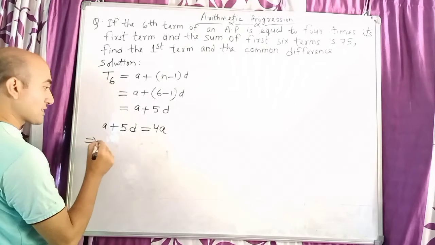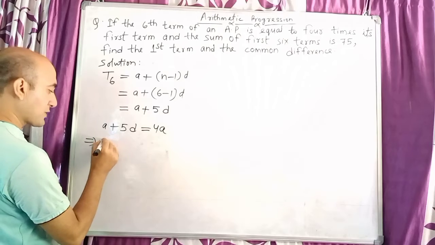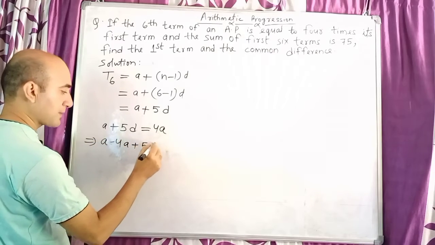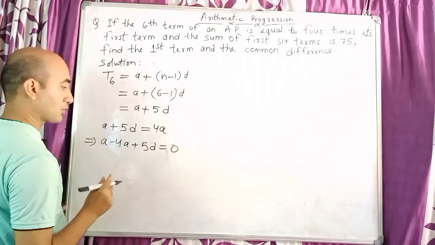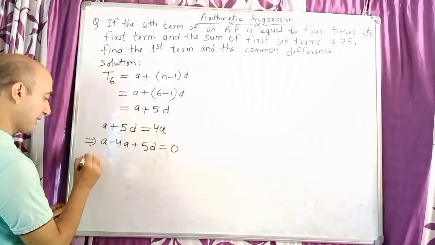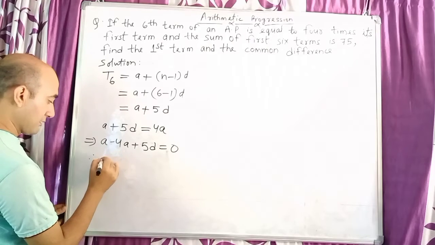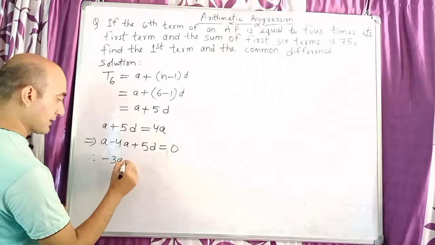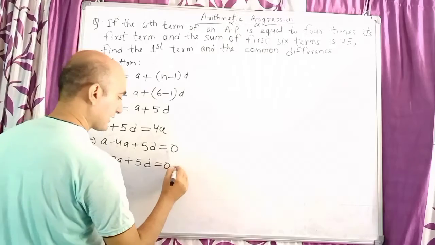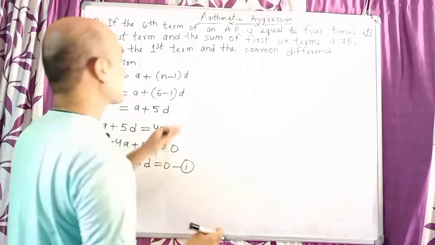Now you make an equation here. Bring this 4A and attach with this A. So my equation will be A minus 4A plus 5D equal to 0. This 4A came here and it became minus. Finally, my result will be minus 3A plus 5D equal to 0. Keep it as equation 1. So my first case is over. Now come to the second case.